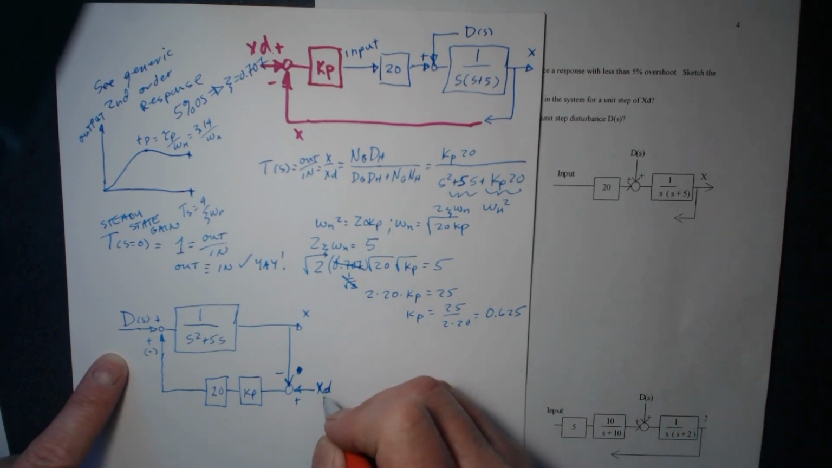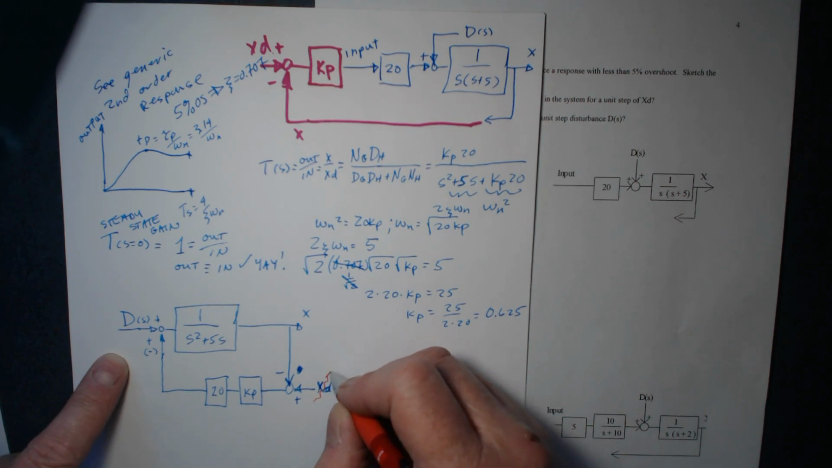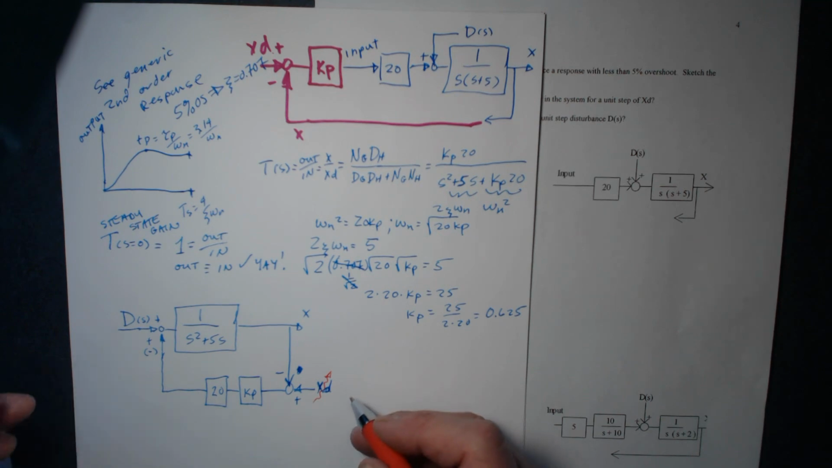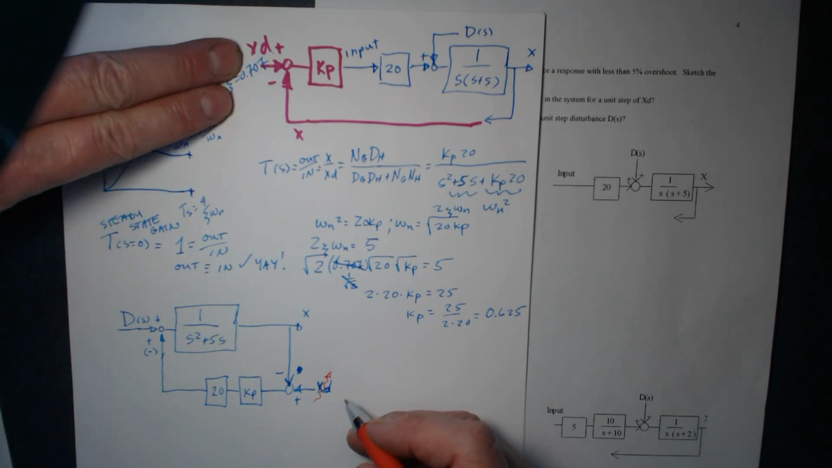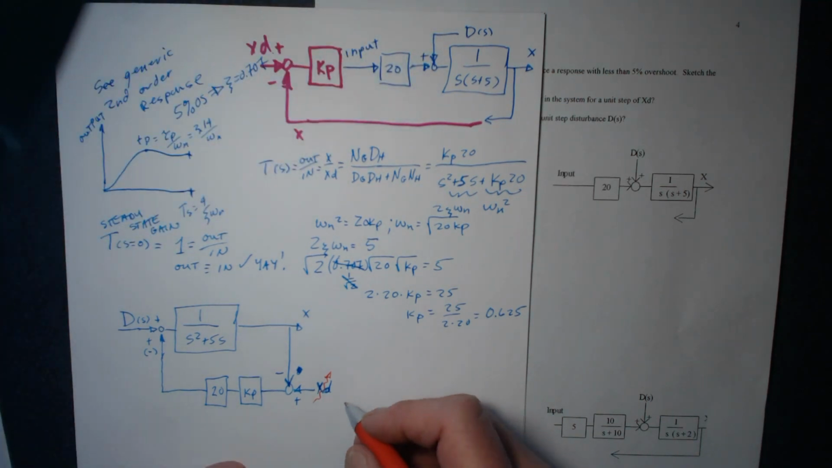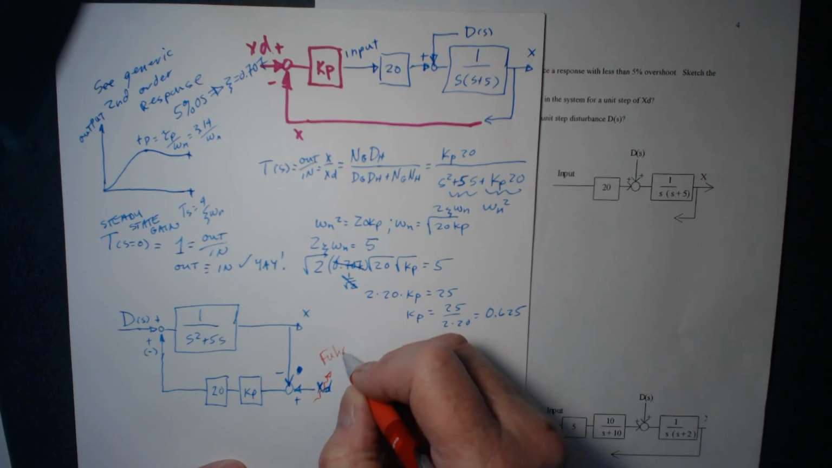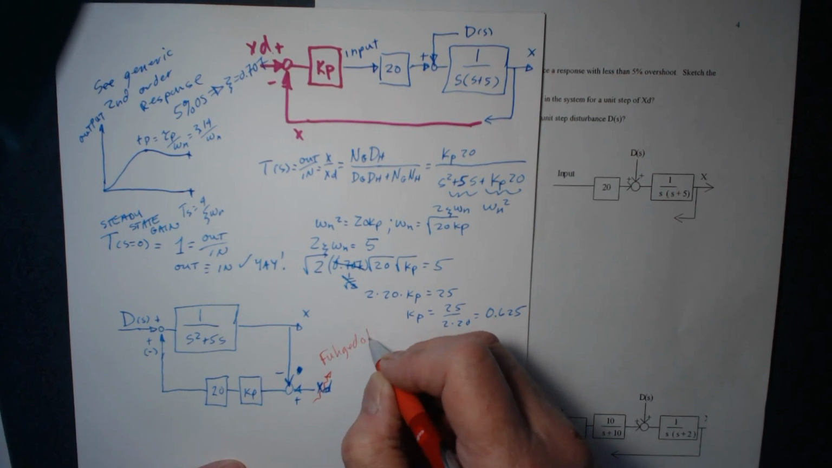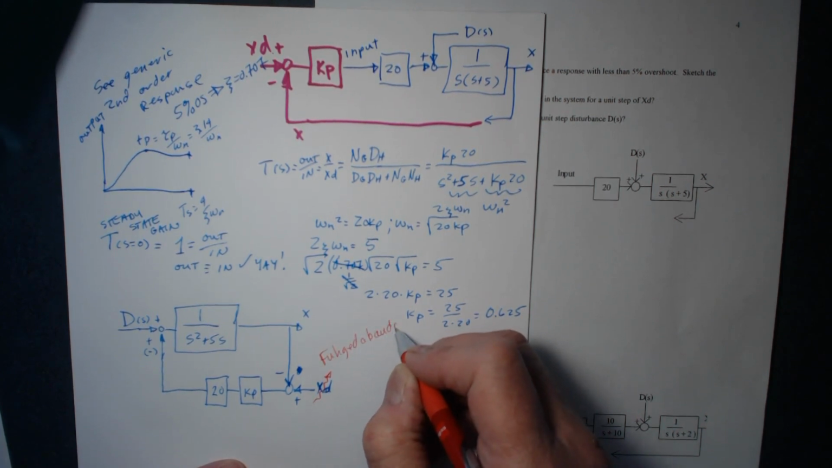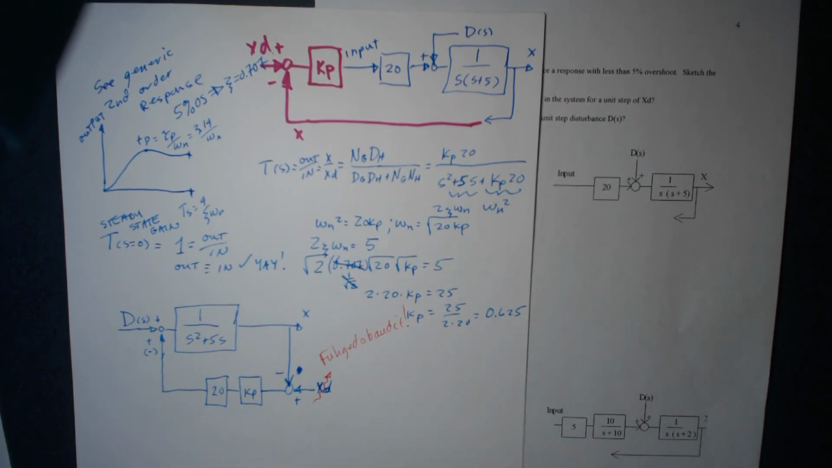And now what I'm going to do is I'm going to say, you know what? Let's just say, for now, I'm not going to worry about. So there's two inputs to the system, either XD or D. And right now, I'm not going to worry about this one. Forget about it. Okay. So now we're done with that.